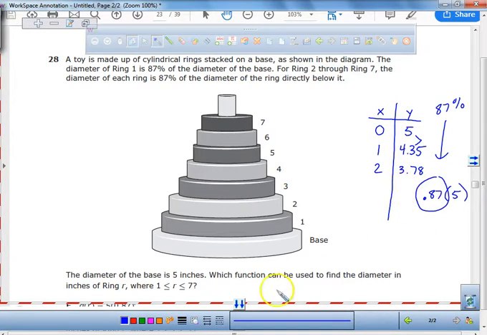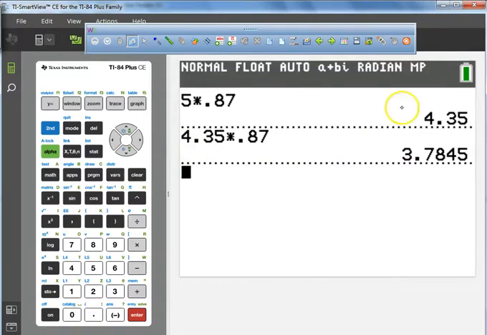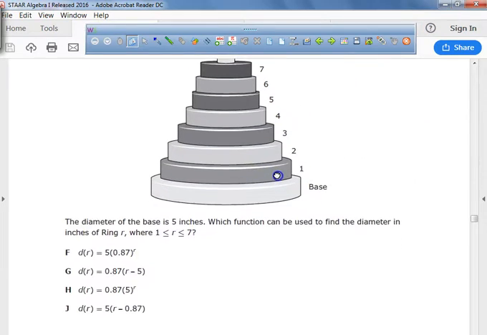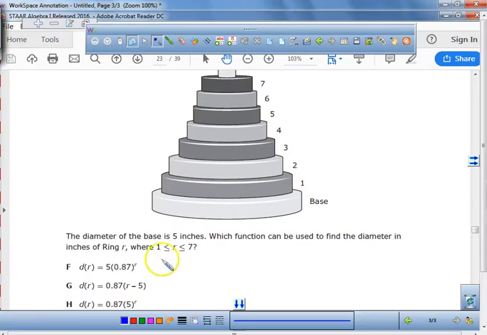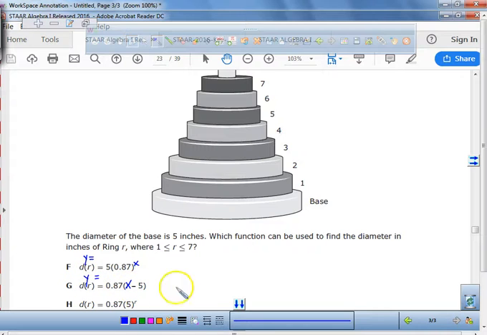We have to figure out which function can be used to find the diameter between where r is what? Between 1 and 7. So let's look at our answers. It'll make a lot more sense. Okay. So here's what I want you to do. Check it out. These all mean y equals. So instead of an r, I want you to change everything where there's an r to an x. D of r is y equals, changing it to y in terms of x.